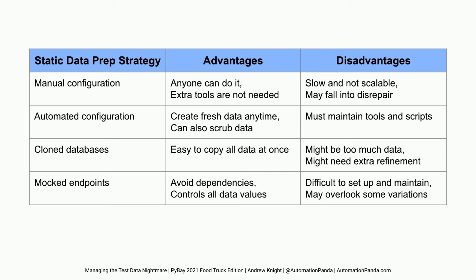These strategies can also work together. For example, you could use automated scripts to configure product data in a golden database, and then you could make clones of that database for testing. In another example, in a large testing environment, you could choose to mock some endpoints while using real data for others.